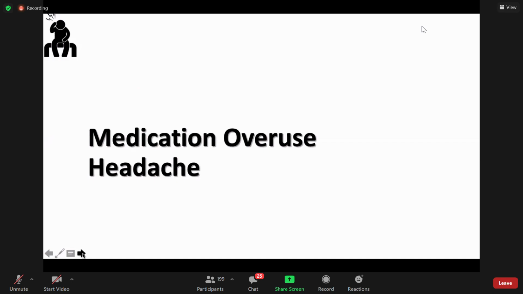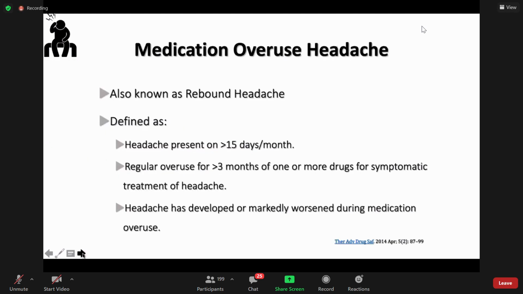Medication overuse headache is important because many patients, since the medications are over the counter, take the first pill, it doesn't work, then a second, third, fourth, and then they go into excessive use of medications. The problem with analgesics is that when they stop working, they may cause aggravation of the headache in a rebound phenomenon.